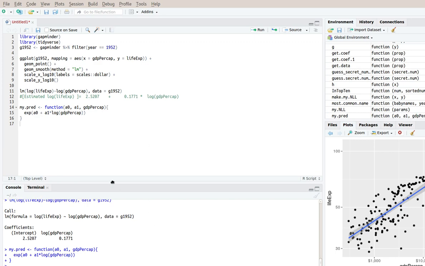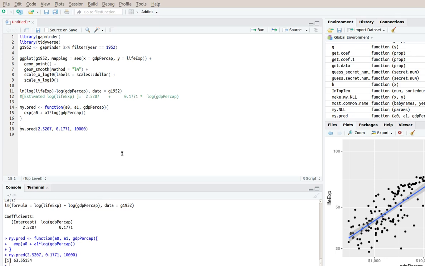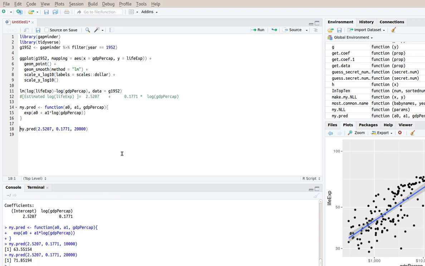So we can now try it. We can say my pred, and then we can say that A0 is this much, and then A1 is this much. And then we can put in whatever GDP per capita we want. For example, if you want 10,000, we can do it like that. We got that the predicted life expectancy for a GDP per capita of 10,000 is 63. For 20,000, it's 71. For 40,000, it's 81.